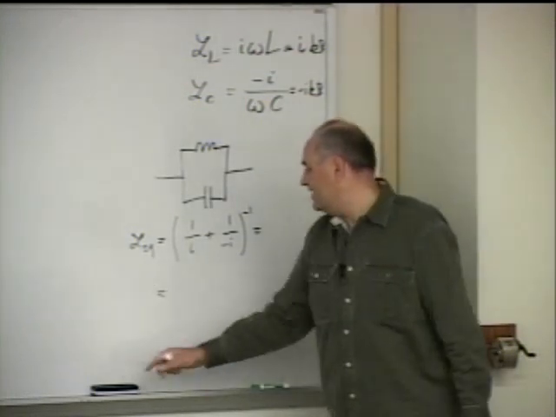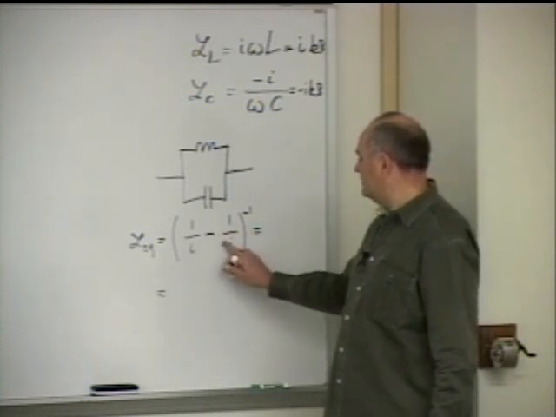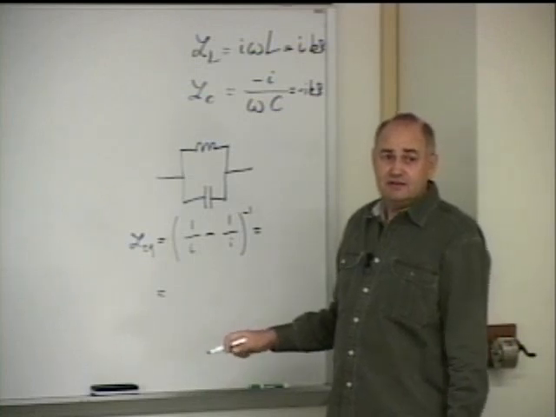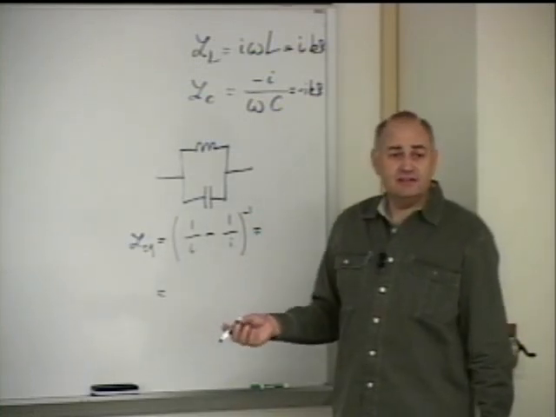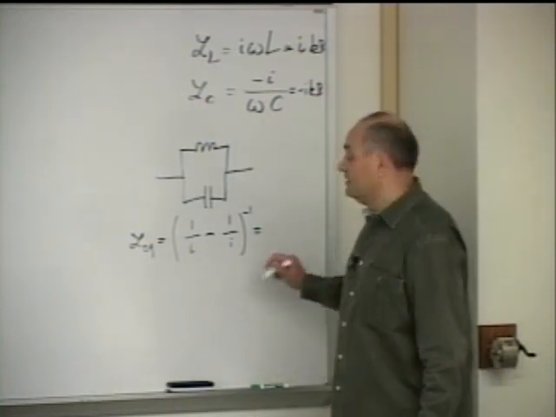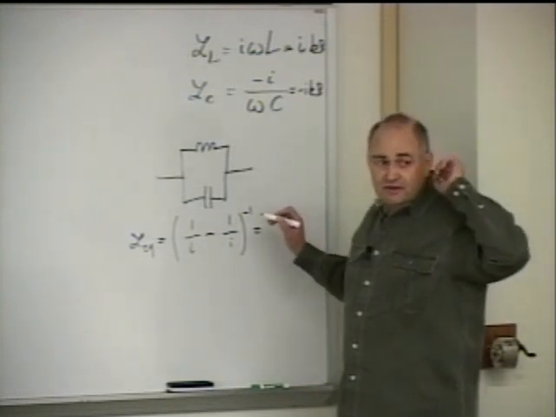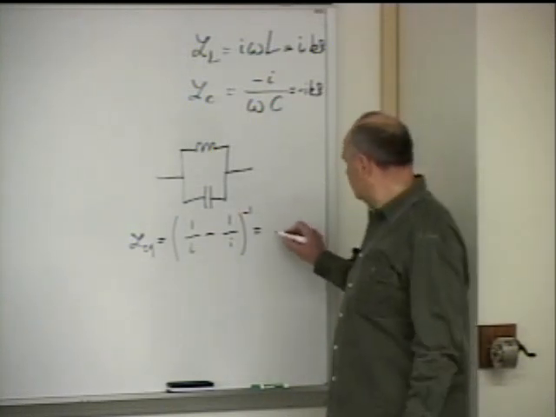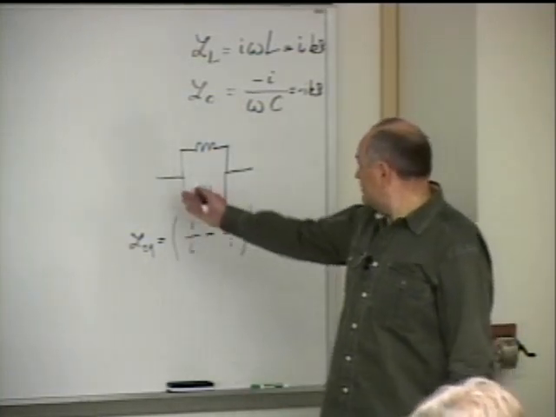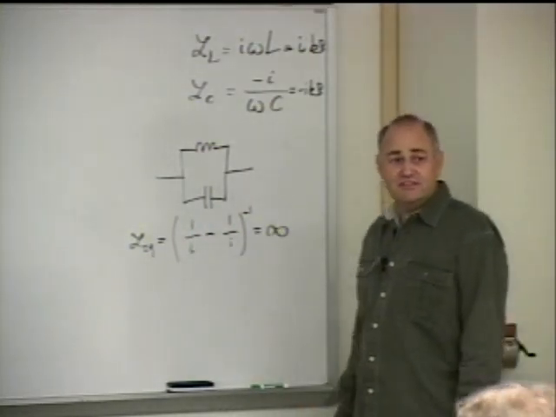Actually, it's easy to find, because I can take this minus over here, and I will have 1 over i minus 1 over i. So how much is that? 0, and I take inverse of that, so the result is 0? No. 1 over 0 is not 0. Infinite. So equivalent complex impedance of this circuit is infinite.